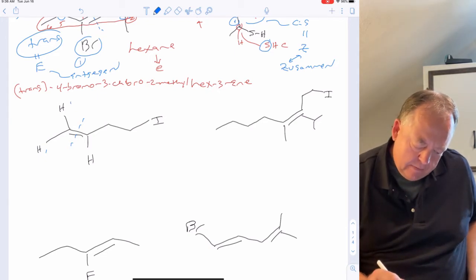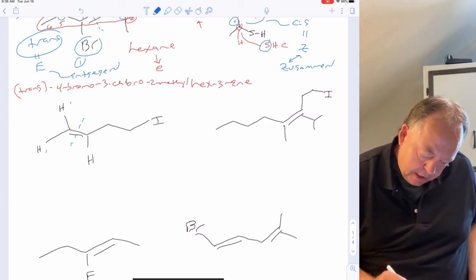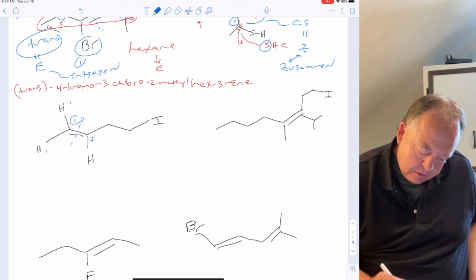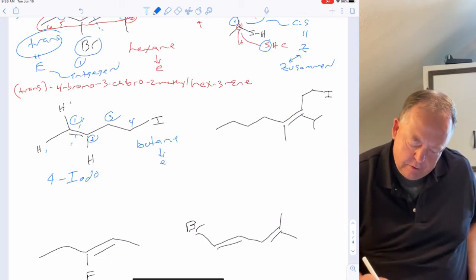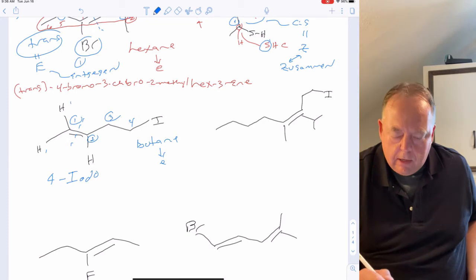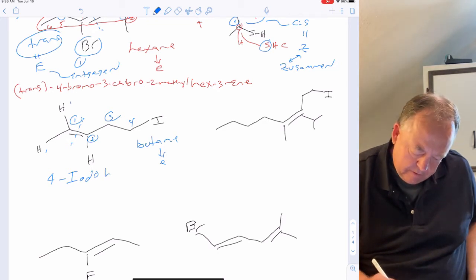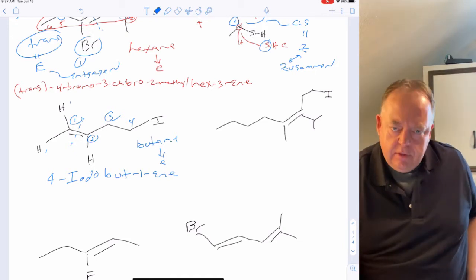And if we were to name this alkene, we keep the alkene as low as possible. So the left is carbon 1. So this would simply be 4-iodo. 4 carbons would be butane. Change the A to E. So butene, and the carbon-carbon double bond starts at carbon number 1, so 4-iodobut-1-ene would be the name of that molecule.